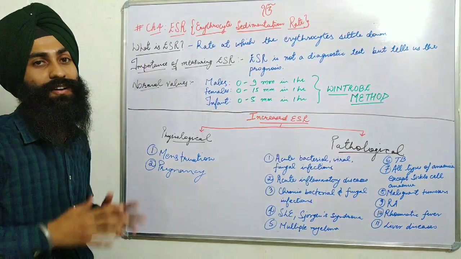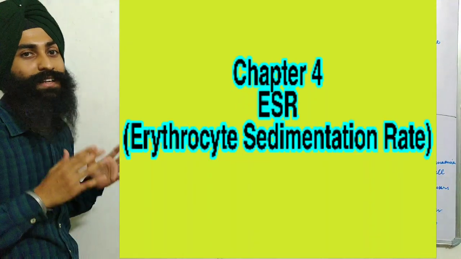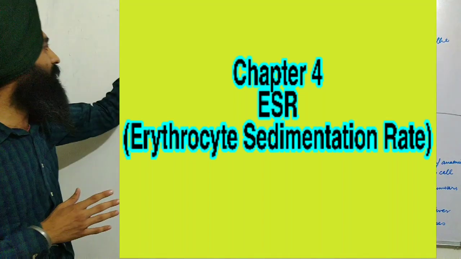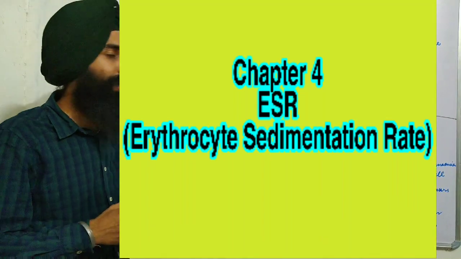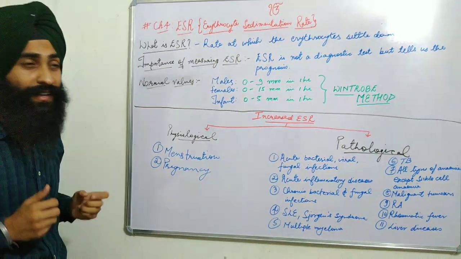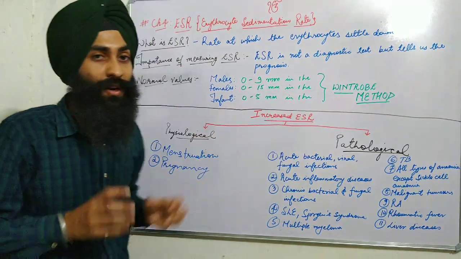In the continuation of our hematological series, we'll be learning today about ESR. Our chapter 4 is ESR. ESR is Erythrocyte Sedimentation Rate. Now what is ESR? ESR is the rate at which the erythrocytes settle down.